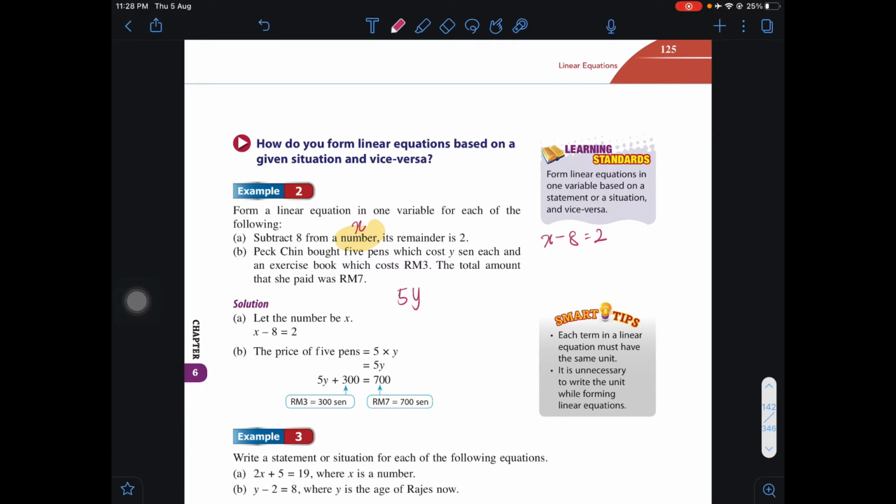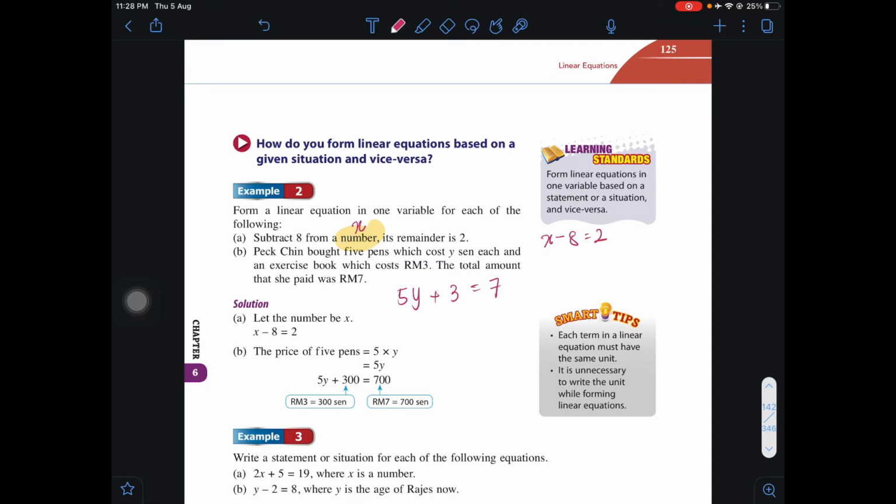The total amount that she paid was RM7. Okay, that means Pak Ching bought a pen and an exercise book, and the total she paid is 7 ringgit. So the price of the pens, 5Y, plus 3 ringgit for the exercise book equals 7 ringgit.